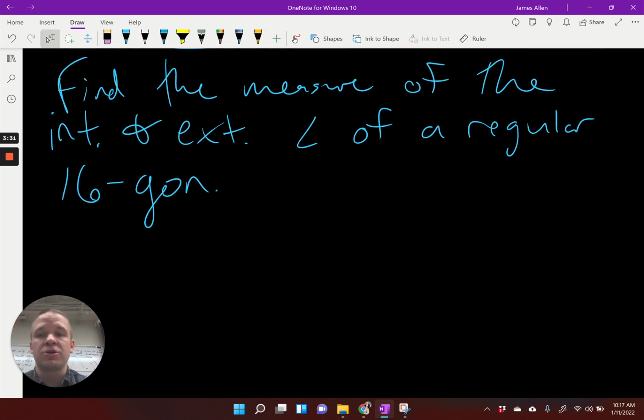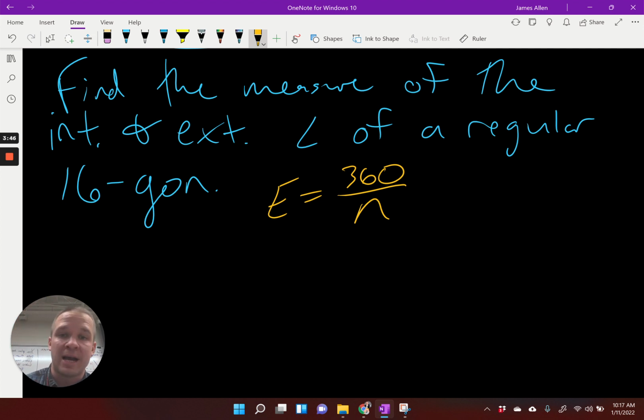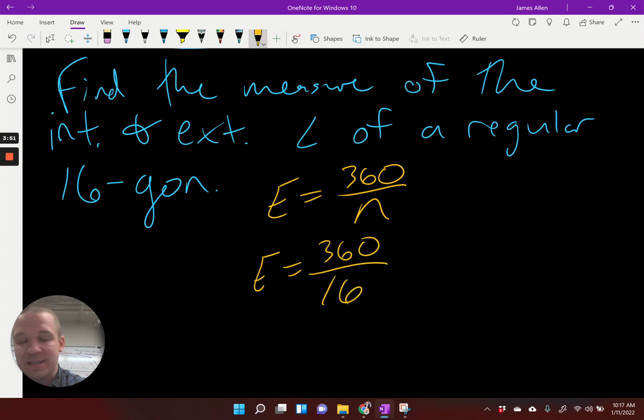All right, find the measure of the interior and exterior angle of a regular 16-gon. Well, interior and exterior. Which one's easier to find? Well, I know that one exterior angle is equal to 360 divided by the number of sides or angles that I have. I have 16 sides. How about I just do 360 divided by 16? Cool. I think that's 20, but I'm going to double check. Well, 22.5. Okay. 22.5. Cool, cool. I like it. All right. That's one exterior.